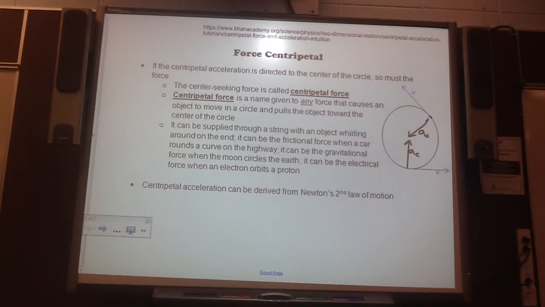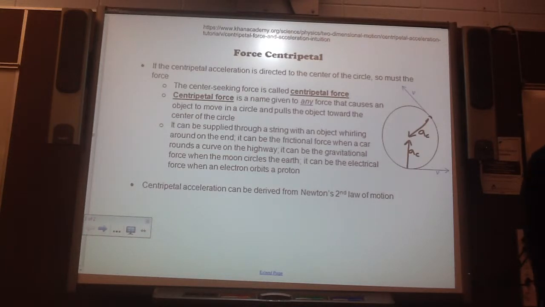Frictional force when a car goes around, like is turning on a highway, you'll see. I'll get to another example. It can be gravitational force when the moon circles the Earth. It can be electric force when an electron orbits a proton. Basically, it's just anything in a circle. Okay? Doesn't matter if it's a tiny electron or a big car. It's all centripetal force. So how do we actually measure centripetal force?